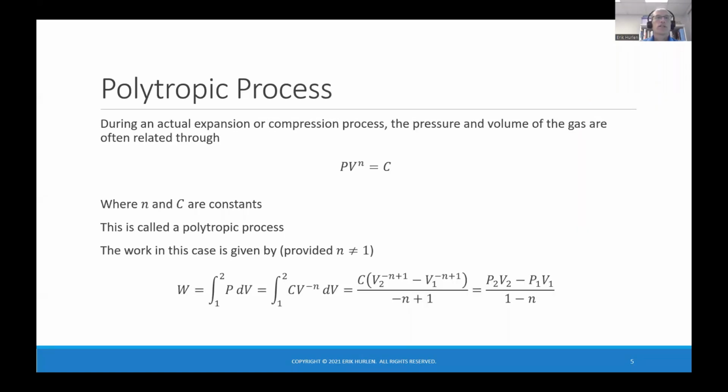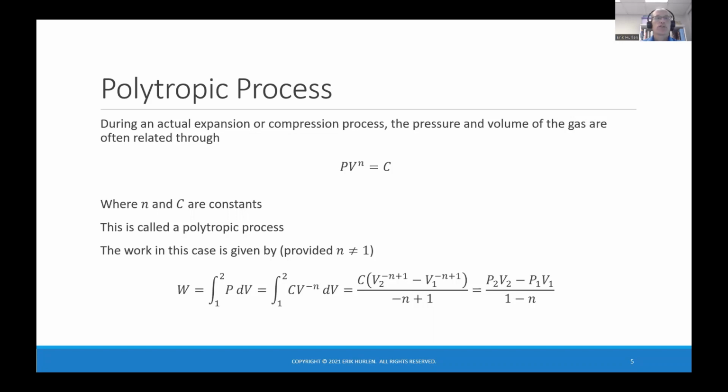There are a few common process paths that we will consider in this class. The first of which are called polytropic processes. This is any process where the pressure and volume are related through the equation P times V to the n power equals C, where n and C are constants. One example of this is Boyle's law, which is defined for a constant temperature process, in which case n equals 1, and we get pressure times volume equals constant.